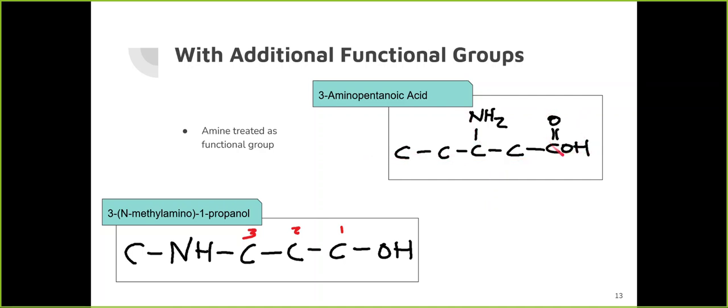Here we have a carboxylic acid, so that's going to have higher priority. So you look at the number of carbons here. We got 1, 2, 3, 4, 5. So this is pentanoic acid. And then actually this should be 2 amino pentanoic, no 3, that's right. 1, 2, 3. So this is 3 amino pentanoic acid. So this gets treated as a functional group if it's lower in priority than other functional groups on the chain. Does that make sense?